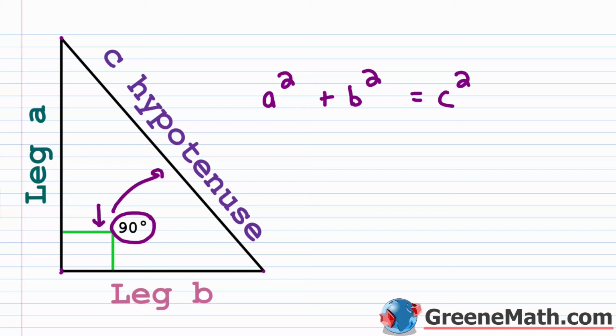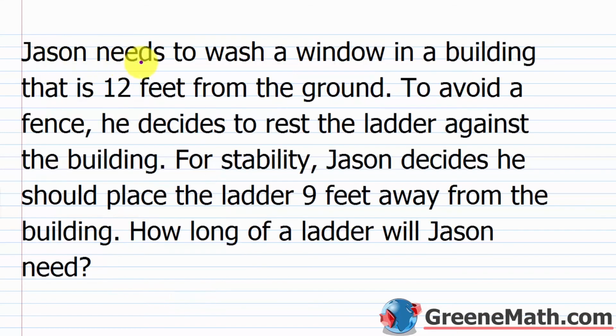Let's take a look at our first sample problem. Jason needs to wash a window in a building that is 12 feet from the ground. To avoid a fence, he decides to rest the ladder against the building. For stability, Jason decides he should place the ladder 9 feet away from the building. How long of a ladder will Jason need?